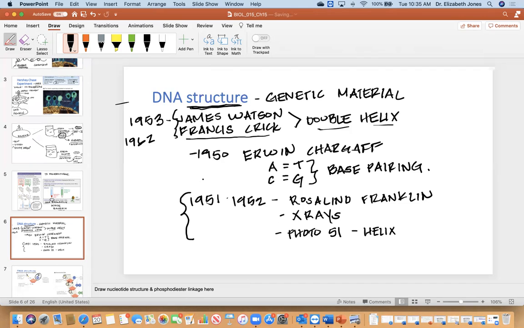Now, this work was really, really important in helping give a clue to these folks here about the structure of DNA. And this work has been the subject of a great deal of controversy because it's not entirely clear whether or not Rosalind Franklin's data was used with her permission or not.